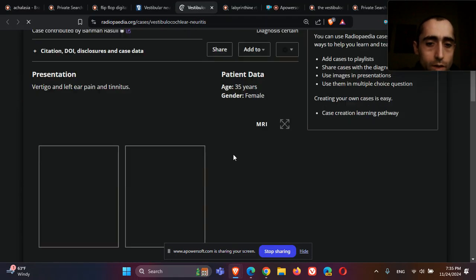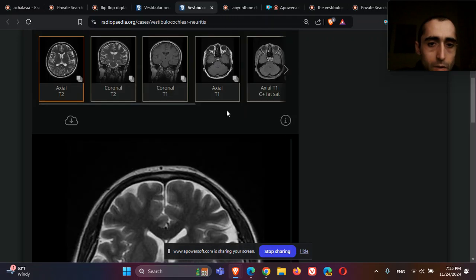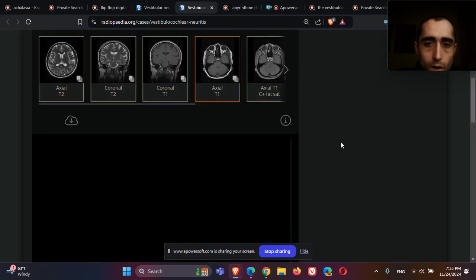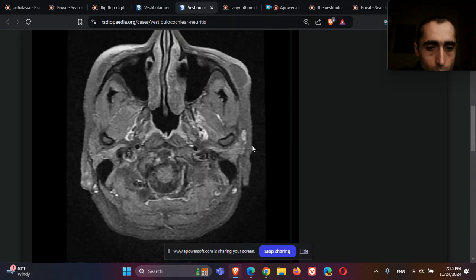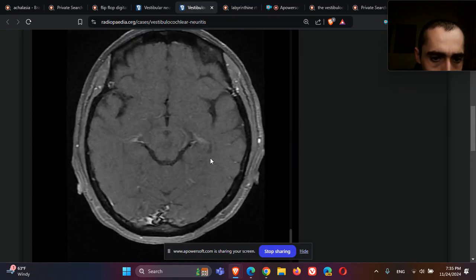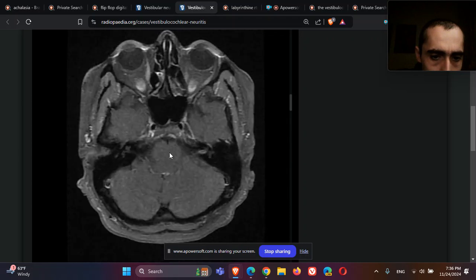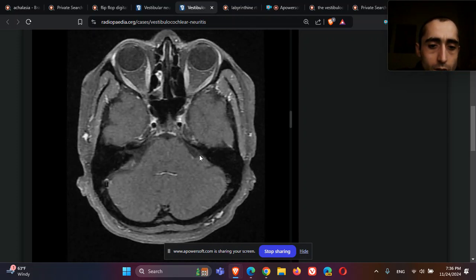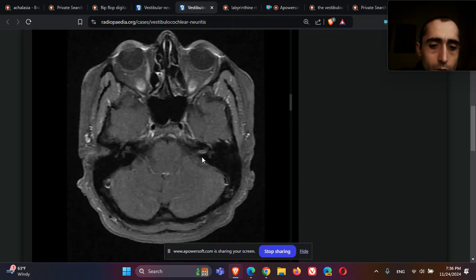If you look closely on the left side, what you will see is a hyperintense signal. Let's look at the T1 with gadolinium, contrast enhanced. Yes, this one. This is the midbrain, the pons, and then here. You see right over here, those two are the vestibulocochlear nerve, and on the left side you can see the hyperintense sign as a sign of neuritis. So you can see it right over here.